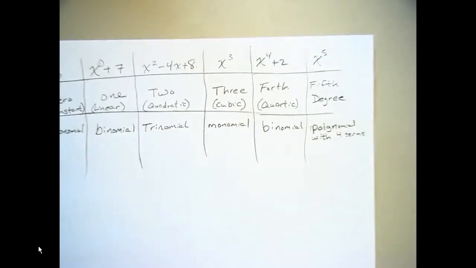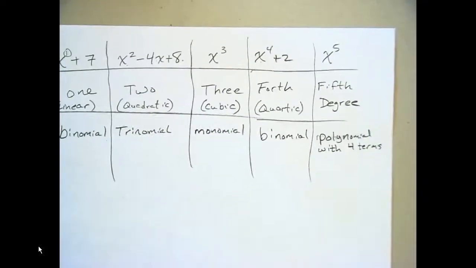So how would I make x to the 5th into a polynomial with 4 terms? Why don't you guys do that on your paper? Make x to the 5th into a polynomial with 4 terms right now. All right. Help me out here.